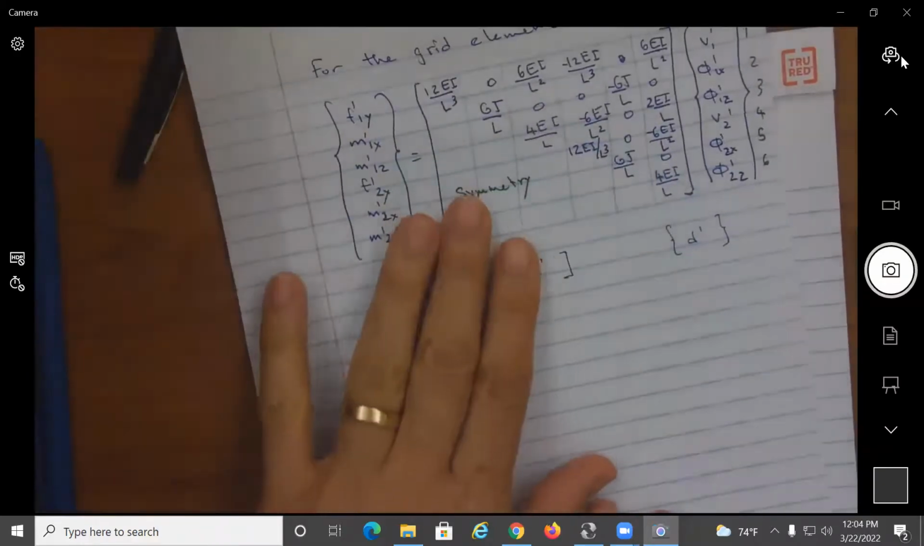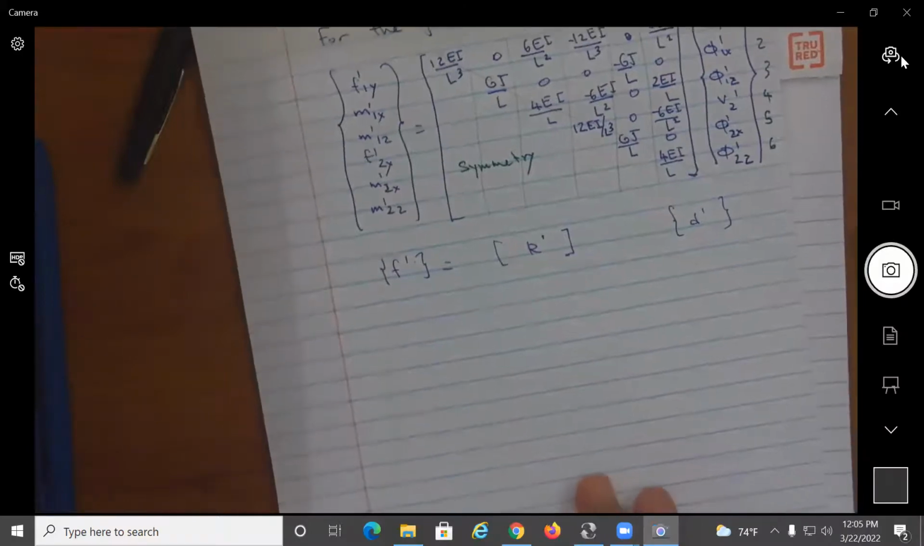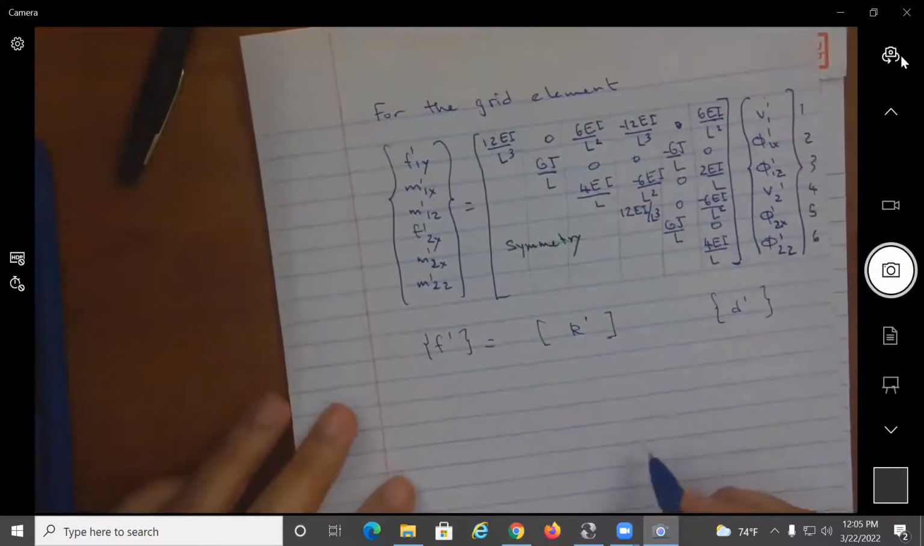Now, this would be fine if my x prime axis is oriented along the x-axis. But how about if I have an arbitrary orientation of a grid element? We need to do transformation, right? So we're going to follow the same steps. Okay, so let's look here.